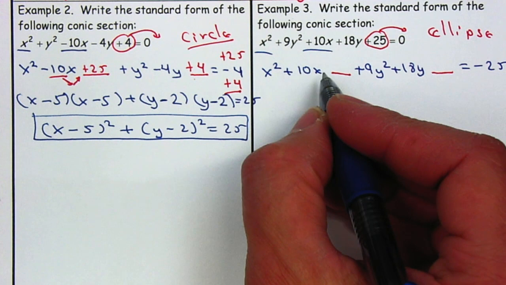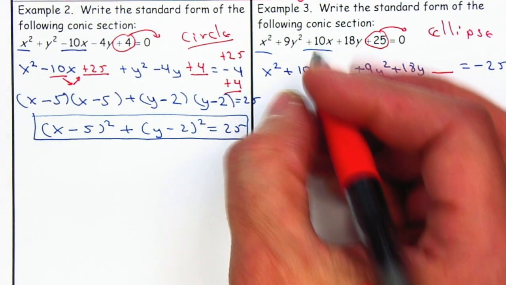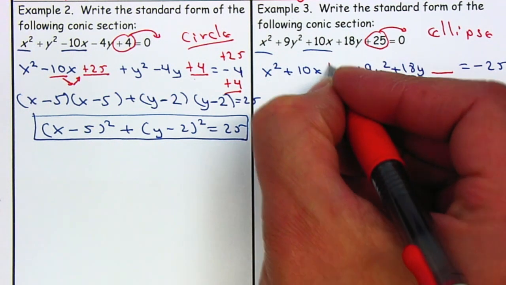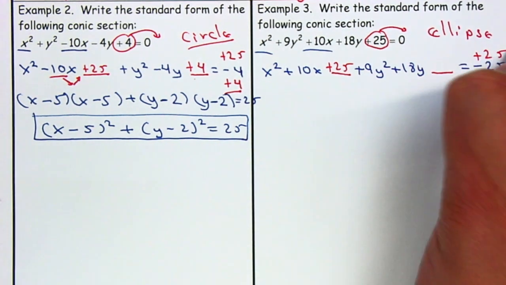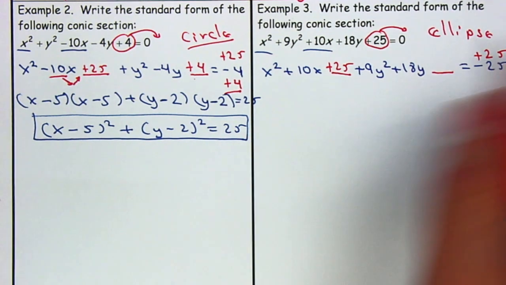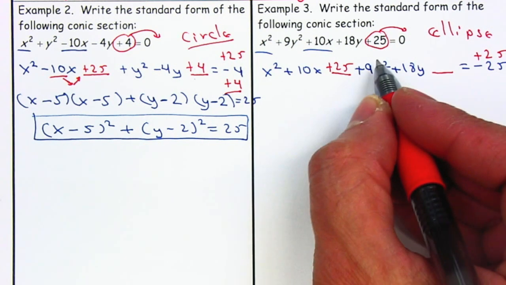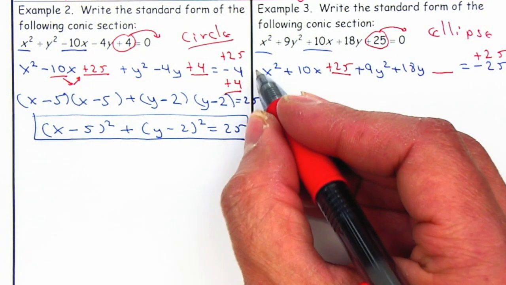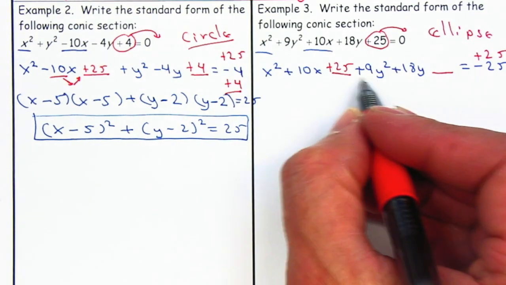Now I can complete my square in here. So half of 10 is 5, positive 5 squared is positive 25. And what I do on one side, I need to do to the other side, positive 25. I have a problem. I cannot complete the square in here. You can only complete the square if there's no leading coefficient, or just a leading coefficient of positive 1. It has to be positive 1. It cannot be positive 9.